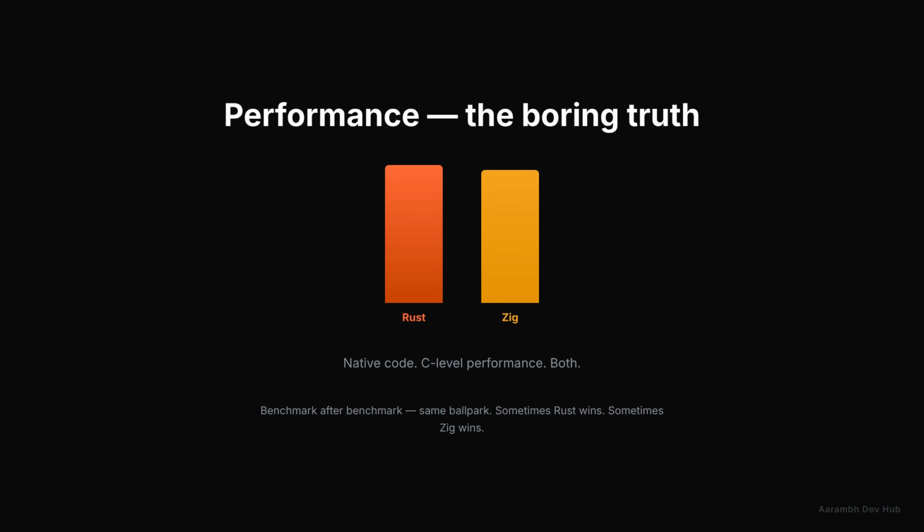Both can achieve C-level performance. Both give you control over memory layout and allocation patterns. Both have optimizing compilers that produce efficient machine code. In benchmark after benchmark, Rust and Zig end up in the same ballpark. Sometimes Rust is faster because its abstractions compile away cleanly. Sometimes Zig is faster because it has fewer hidden costs.